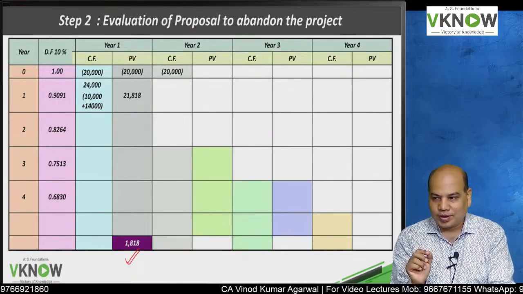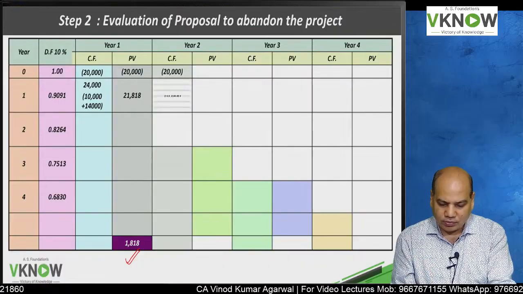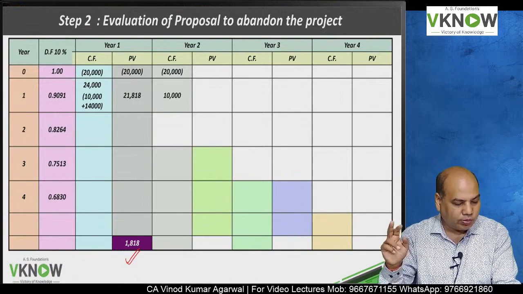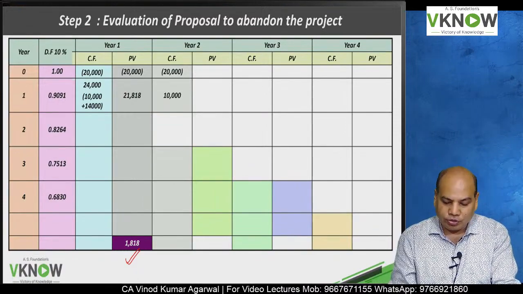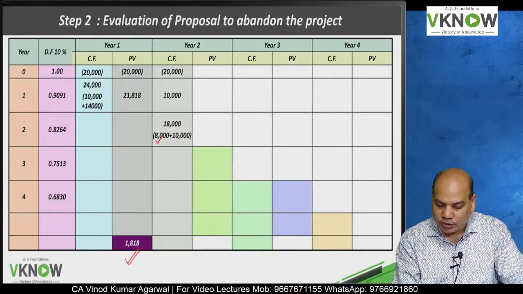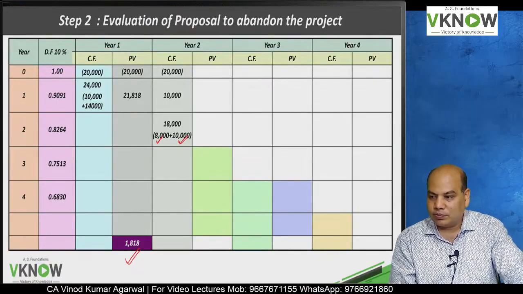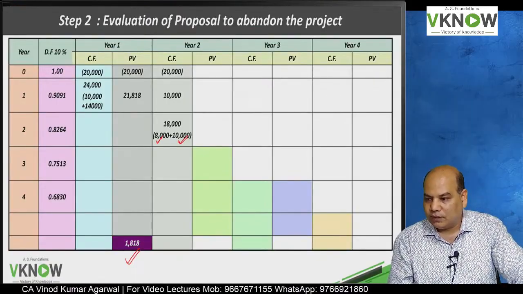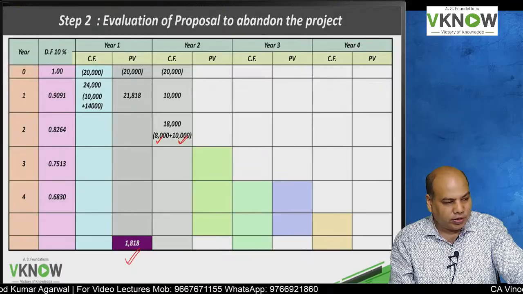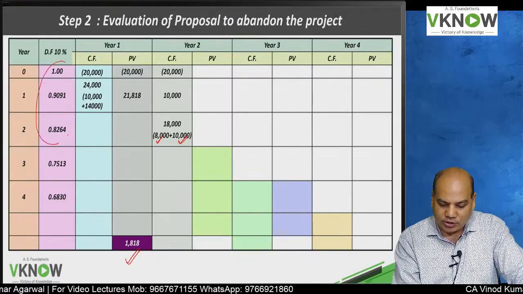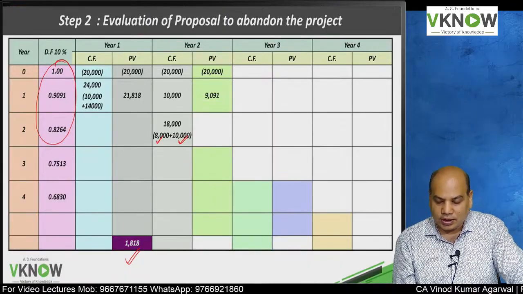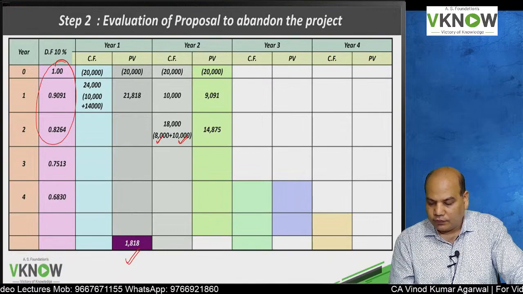Suppose you want to abandon at the end of year 2, let us write cash flows up to year 2. Year 0 will be 20,000. Year 1 cash inflow 10,000. Don't write 14,000 because I am going to continue till the second year. In the second year I will get 8,000 cash flow from operation, plus 10,000 scrap value, so 18,000. Multiply by these factors and take the total: 20,000, 9091, 14875.